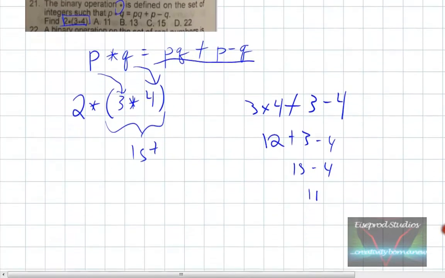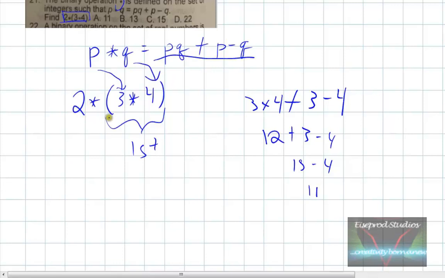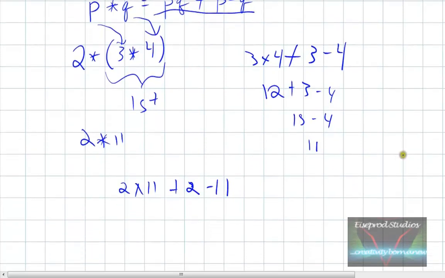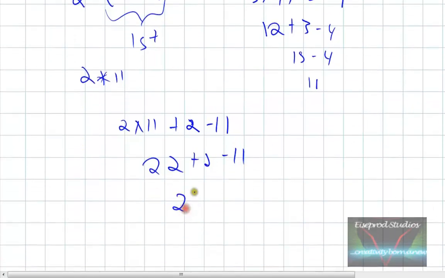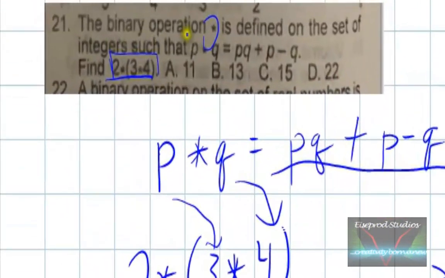And then the next thing that you're going to do is 2 star 11. Because now that we've done this section, it's this. So we just do the same thing. We go 2 times 11 now, plus 2 minus 11. And let's see what we get. 2 times 11 is 22, plus 2 minus 11. So 22 plus 2 is 24, minus 11, 13. And so that's our answer.